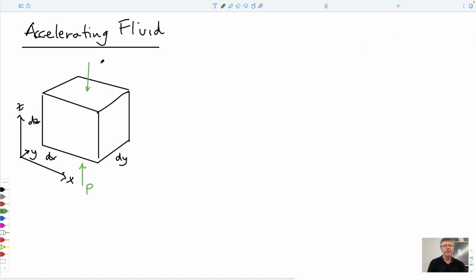And we're going to define this as a pressure plus a small change in pressure. And we're going to multiply that pressure by 1. So dz over dz is equal to 1.